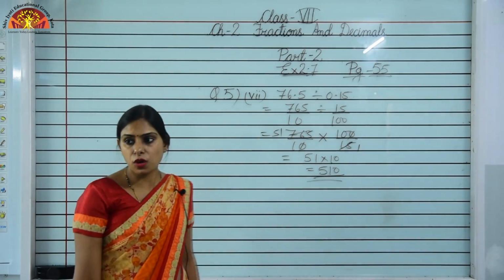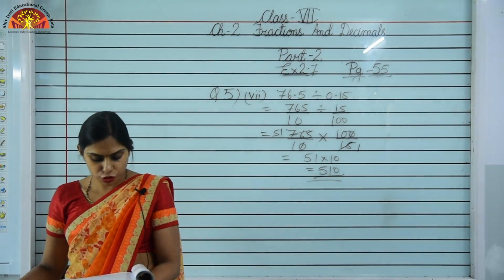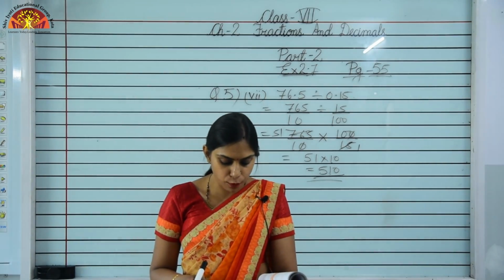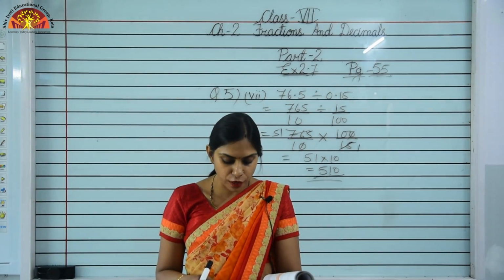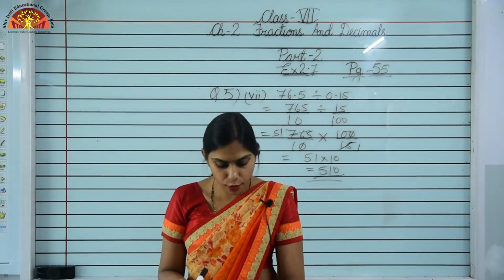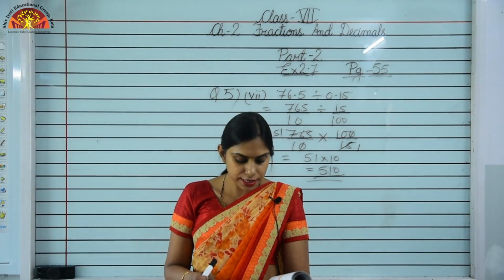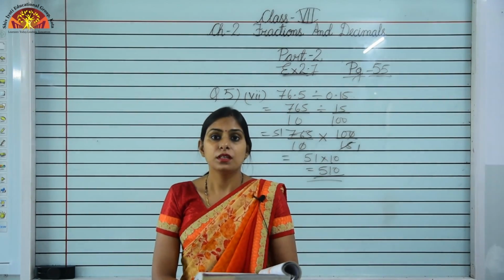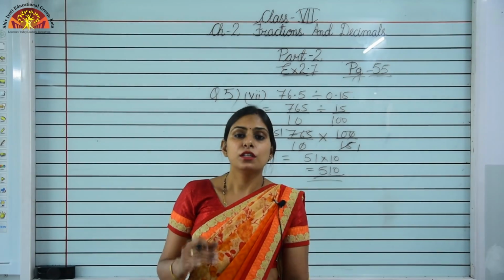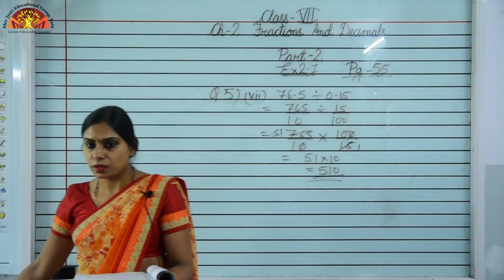Now children, we will just solve the last question of this exercise. Okay, just go through the question. A vehicle covers a distance of 43.2 kilometers in 2.4 liters of petrol. What has been given? That vehicle covers a distance of 43.2 kilometers in 2.4 liters of petrol. How much distance will it cover in 1 liter of petrol? So what has been asked: the distance covered in 2.4 liters is given to you. Now you have to find the distance covered in 1 liter of petrol. So just see over here.